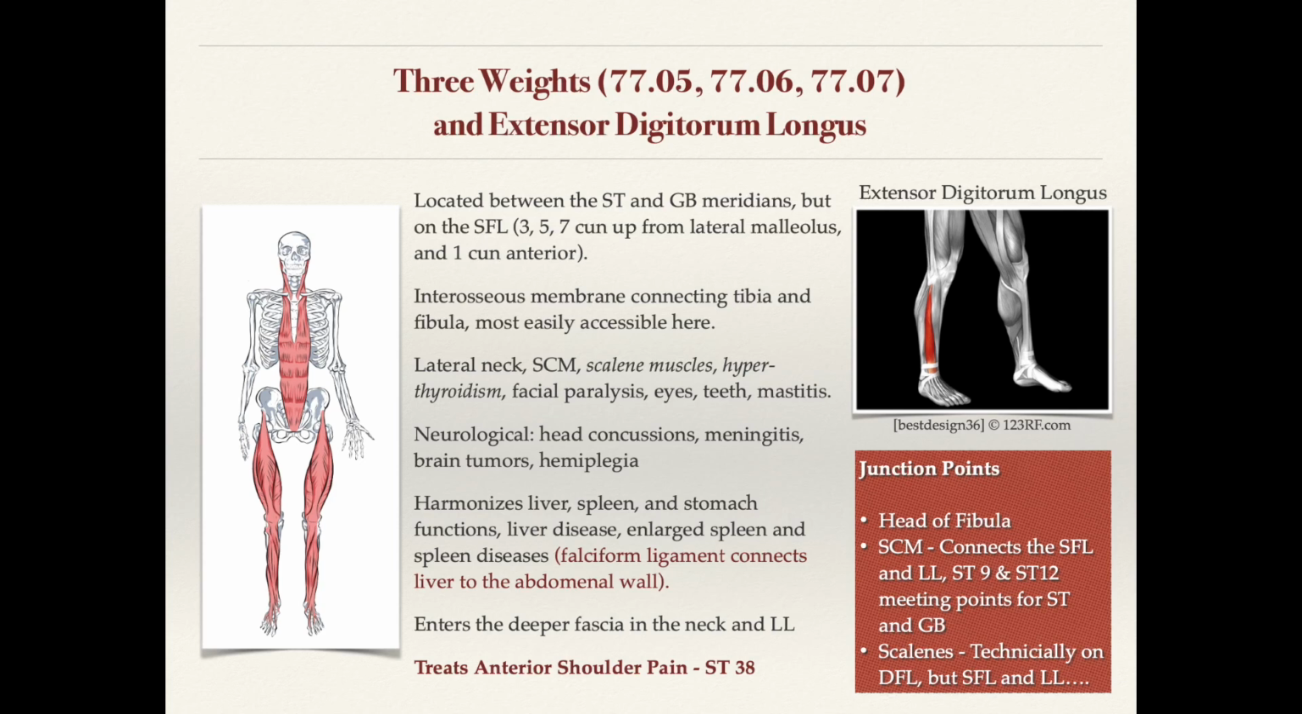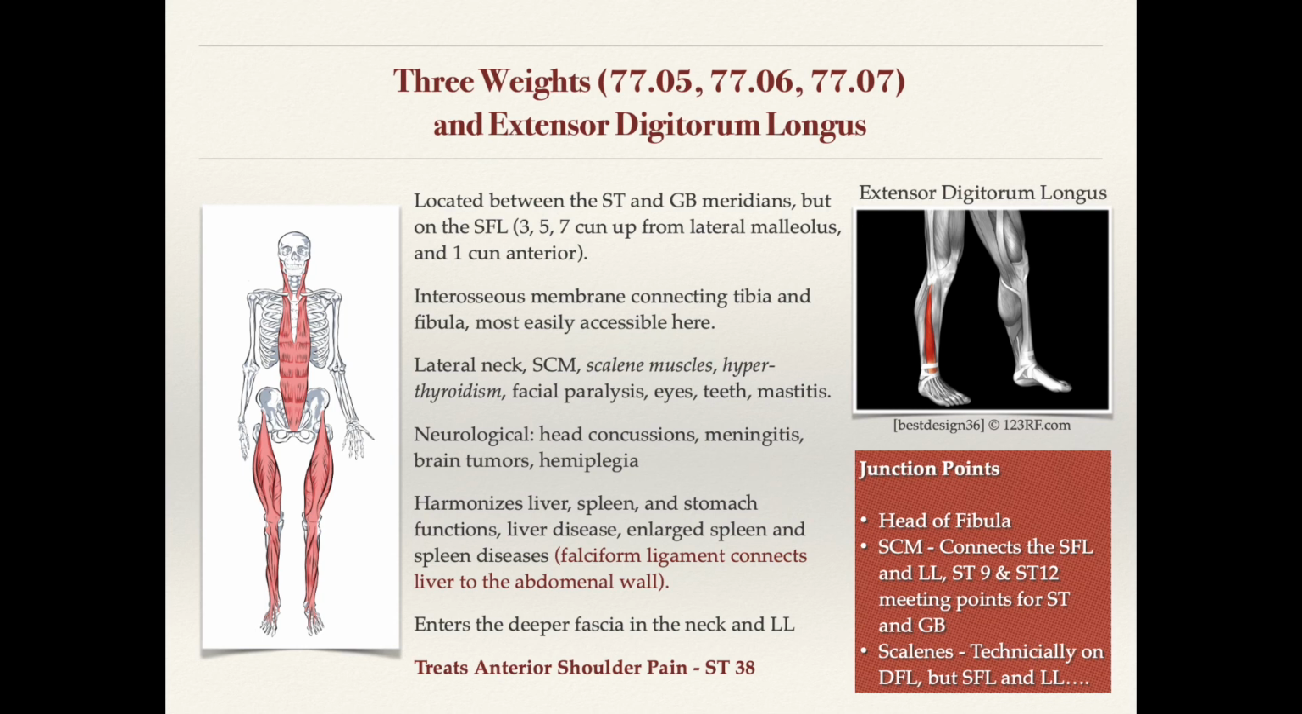Okay, let's take a look at the next page, where this is the last group of points on this fascial line, and they're called the three weights. And these are a really powerful group of points. I use these very frequently, and they're associated with the extensor digitorum longus muscles. So you can see in the image there that the extensor digitorum longus is highlighted in red, and these groups of points are right in that muscle there.